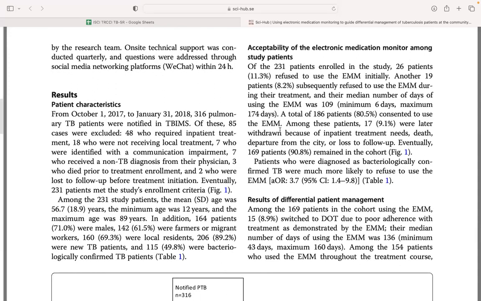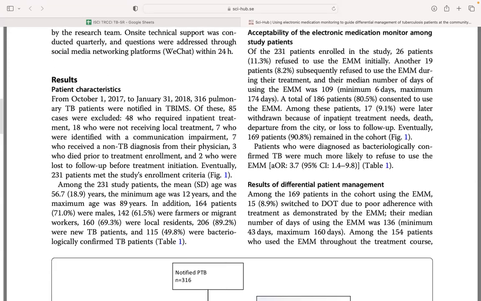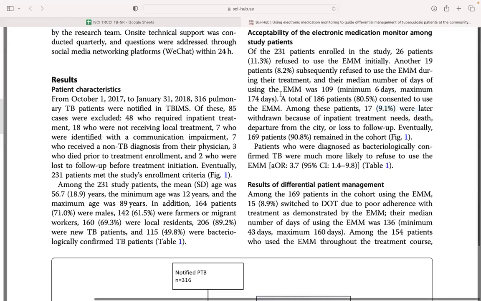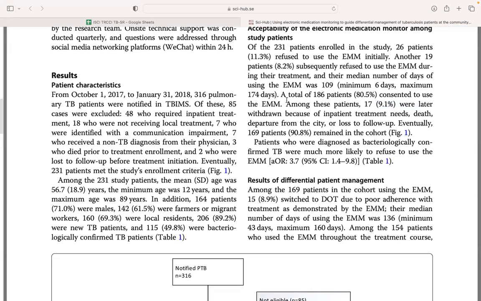A total of so many patients consented to using EMM. That's fine. We've already mentioned how many patients did not refuse to use, so that's fine. Among these, so many were later withdrawn because of inpatient needs, death, departure from city, loss to follow-up. So 9.1% was under treatment outcome. We have written 9.1% stopped from using EMM because of so many reasons, right? So that can be the treatment outcome. We can also rephrase it as loss to follow-up because they were not able to use EMM.